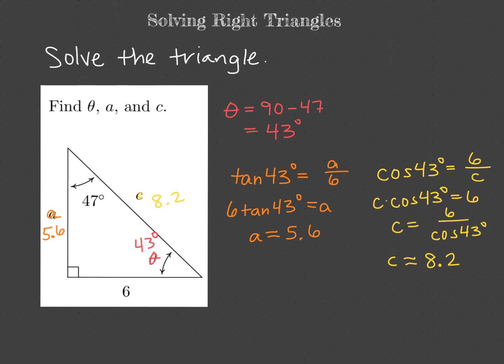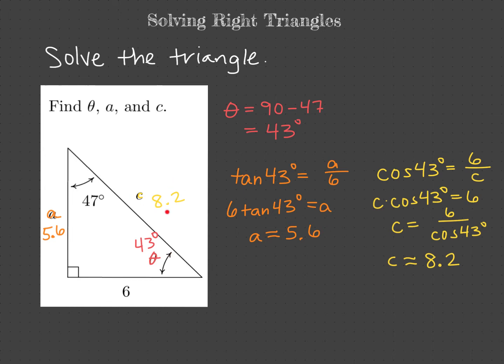Then I tackled finding A. Now, you could have found A in a different way. If you found that it's 5.6, then you did it correctly. You could have used the tangent of 47 equals 6 over A. I chose to do the tangent of 43 is A over 6. It's all about perspective, because whichever acute angle we choose, the opposite and the adjacent are swapped. So it is all about perspective with the SOHCAHTOA trig functions. So we end up finding that A is 5.6.